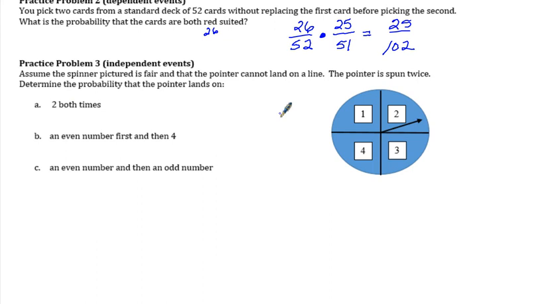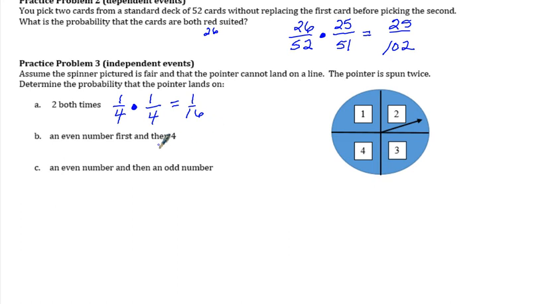So hitting a 2, hopefully you see that there's a 1 in 4 chance of landing on 2. And then if we want to land on 2 again, and we multiply, that's another chance of 1 in 4. Okay, so the probability of getting 2 times in a row is 1 in 16. 1 times 1 on the top and 4 times 4 on the bottom. If you want to turn that into a decimal, that's fine.